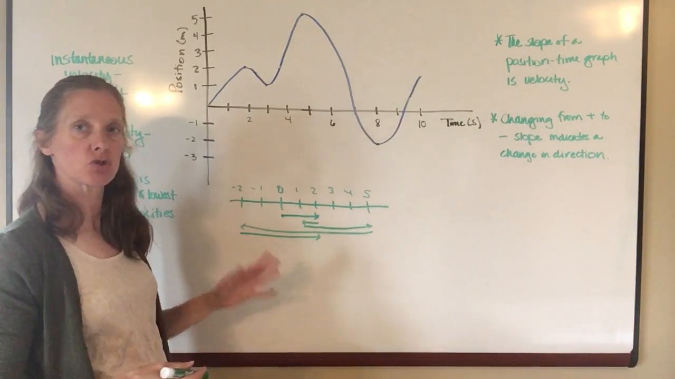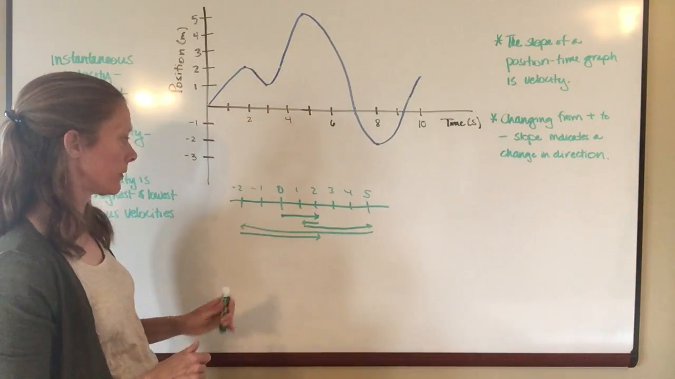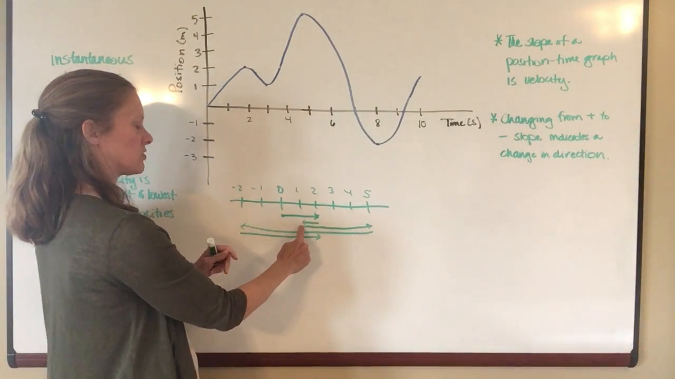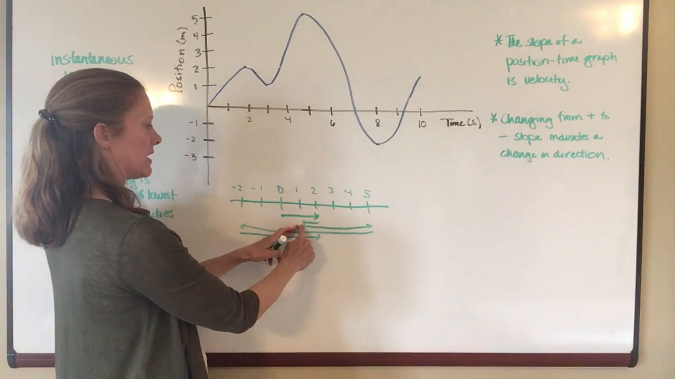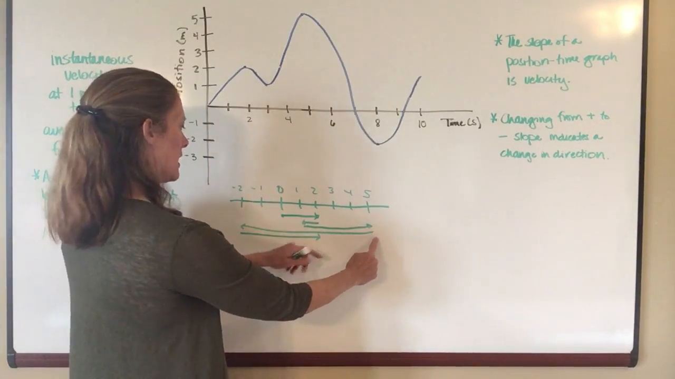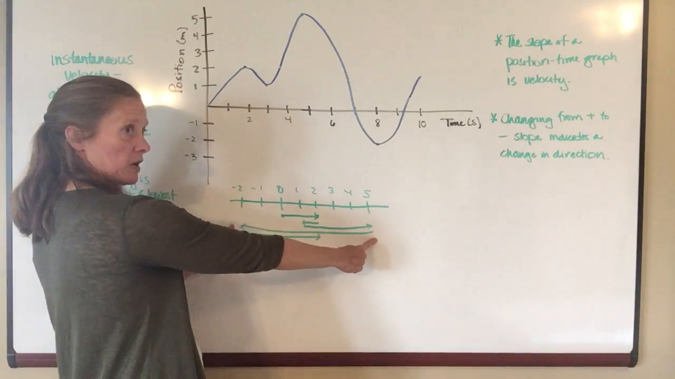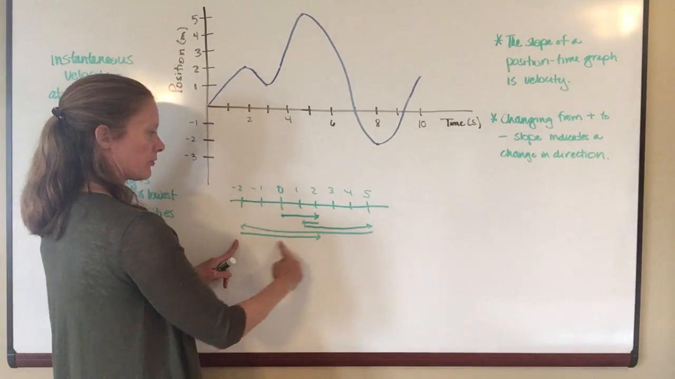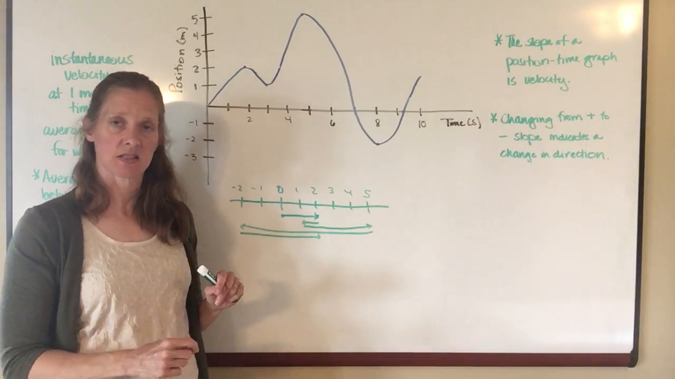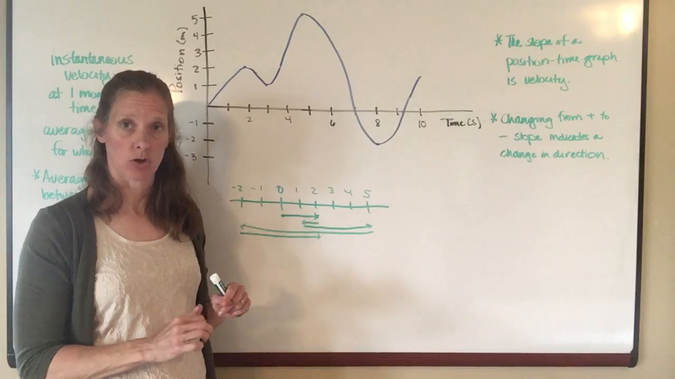So if I want to look at the total distance that he covered, I would say, well, he went 2 this way and then 1 back this way, which makes 3. And then he went up another 4 to make 7. He went 7 back this way, which makes 14. And then he went another 4 this way, which makes 18. So his total distance was 18 meters.